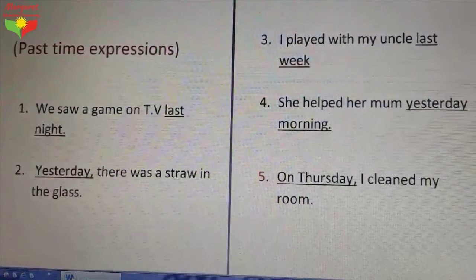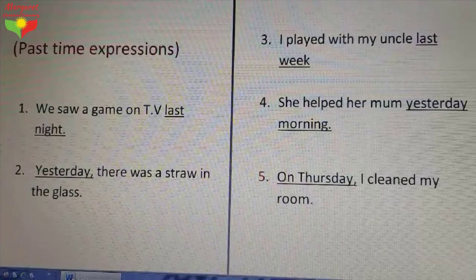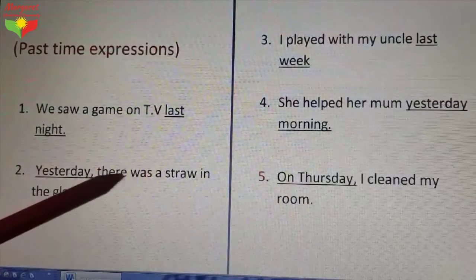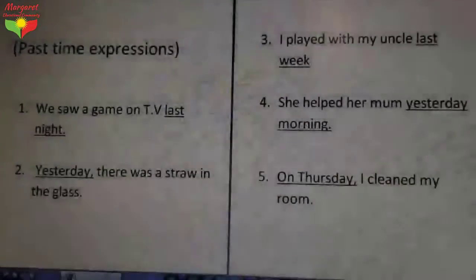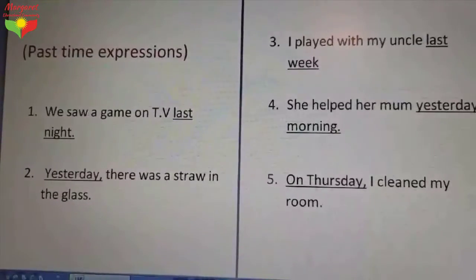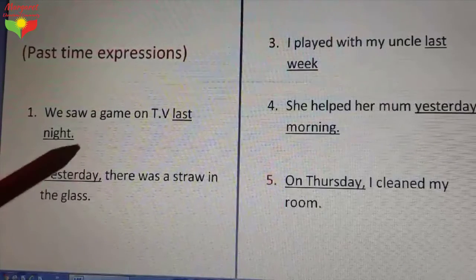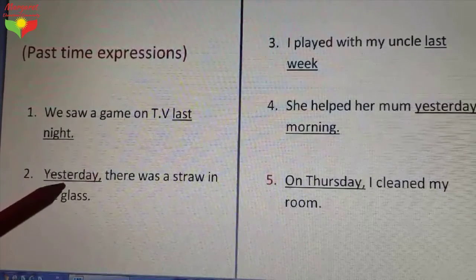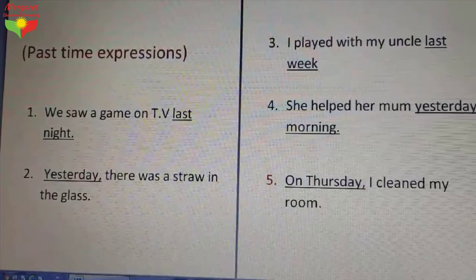Yesterday, there was a straw in the glass. So, I used yesterday, right? Do you see? We have there was. It's an affirmative sentence. Yesterday, there was a straw in the glass. I used yesterday at the beginning. That's why I put a comma after it. You see this comma? Because I decided to put yesterday first, when writing you have to add this comma.